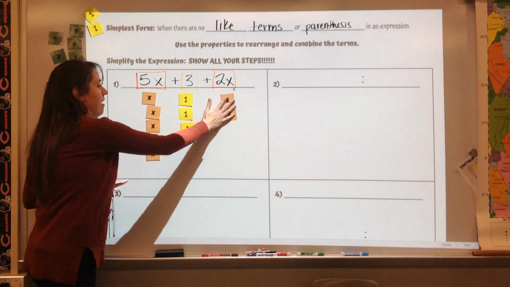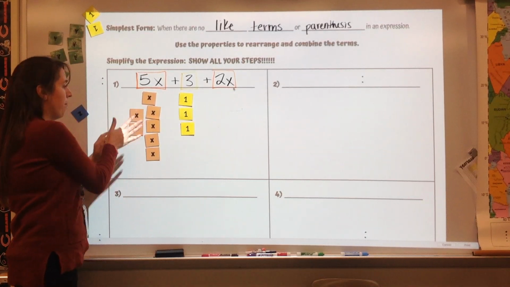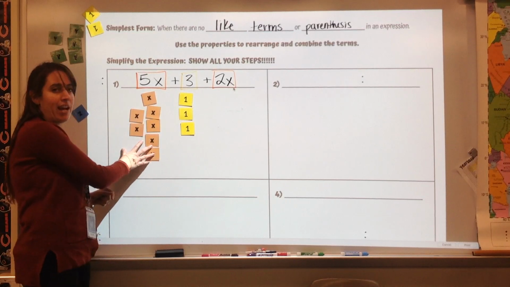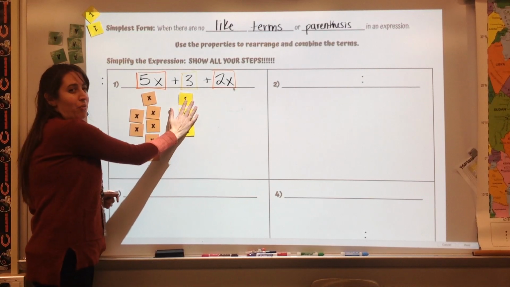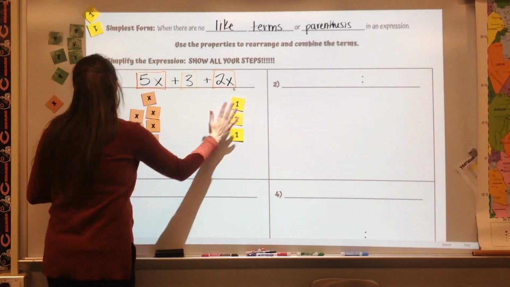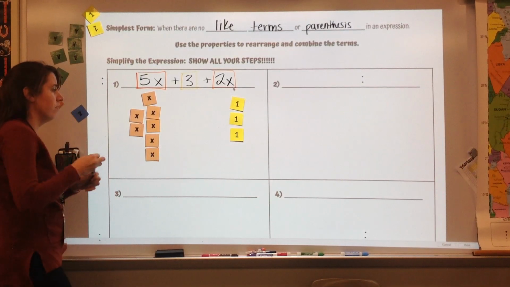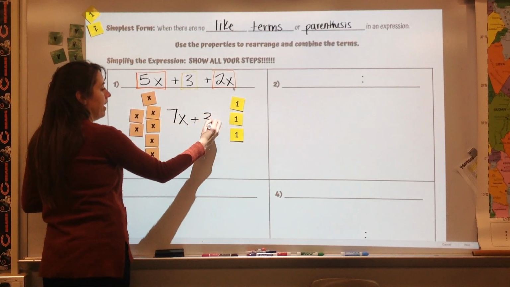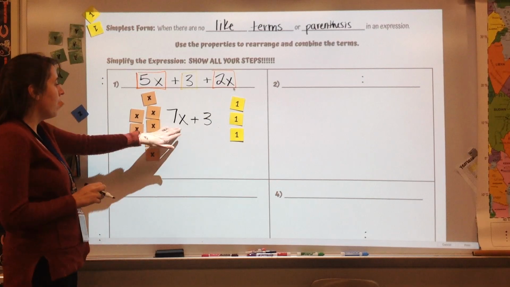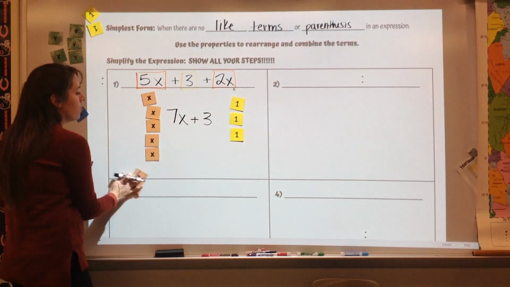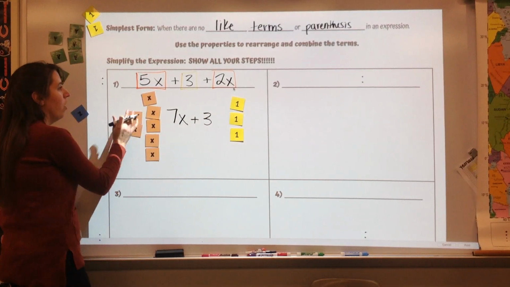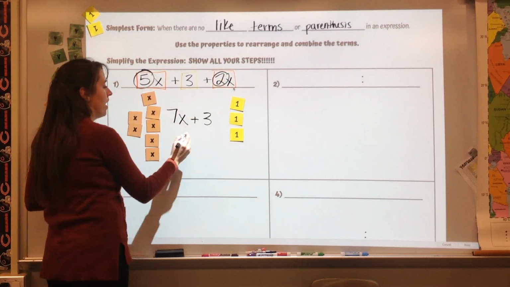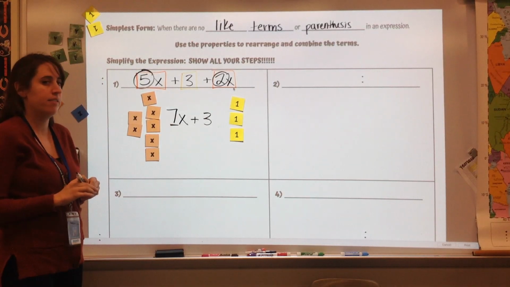So looking at this, are there any like terms that can be combined? Yes. Our x's, I can just move these over to combine here. Now I have a total of 1, 2, 3, 4, 5, 6, 7 x's. Is there anything that can be combined with the 1's? No. So our simplified expression is 7 x's plus 3 1's. And if you're thinking about how we get that 7, it was easy to visualize when we just brought the x's over, but really we're just adding those coefficients. We have 5 x's and 2 x's. That gives us a total of 7 x's.